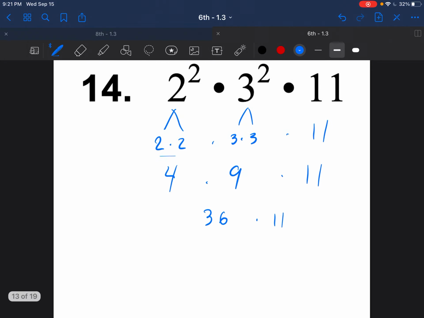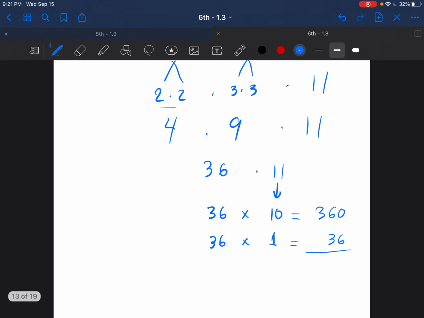Well, let's multiply. I'm going to break 11 into two numbers. I'm going to break it into 10 and then 1. So let's see if you can figure this out. What is 36 times 10? And then what is 36 times 1? We should know that 36 times 10 is 360. 36 times 1 is 36. And if we add those two together, you get 396.